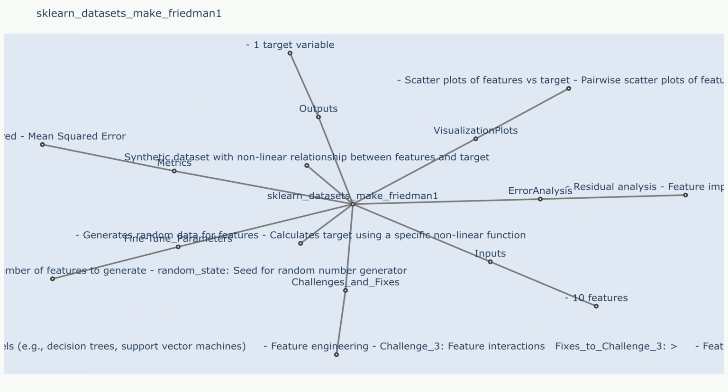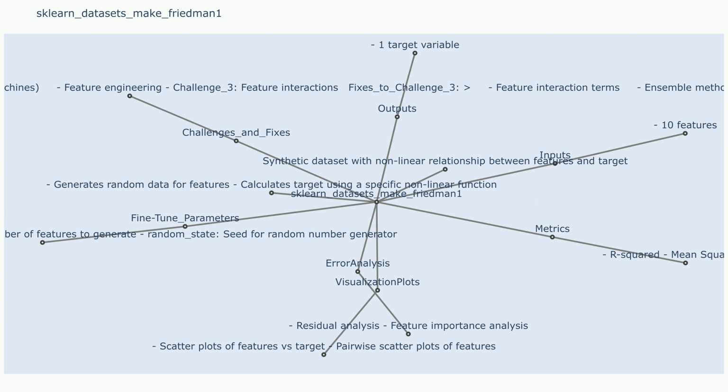added to the output. Mean squared error, MSE. R squared. Scatter plots of each feature against the target variable. Pairwise scatter plots of the features.